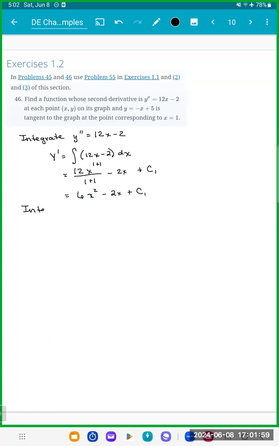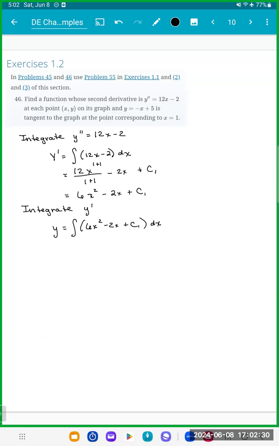So now we want to integrate that, right? So we integrate our y prime, which we calculated as 6x squared minus 2x plus C1. So when we integrate that, we get y equals the integral of 6x squared minus 2x plus C1. Okay, and then we have that dx.